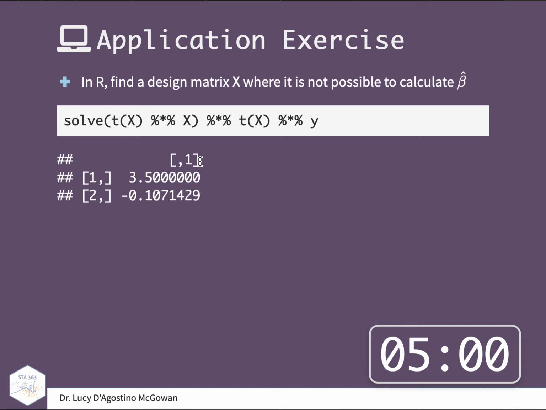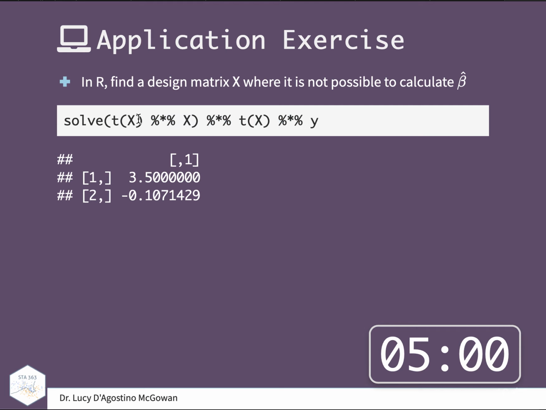Okay, so what I want you to do is create a design matrix X, create a vector Y, and make sure they're compatible. What I mean by that is that if Y has 10 observations, then your design matrix X must have 10 rows. If Y has 3 observations, then your design matrix X must have 3 rows. So I want you to create a design matrix X and a vector Y, use this equation, and I basically want you to break it.